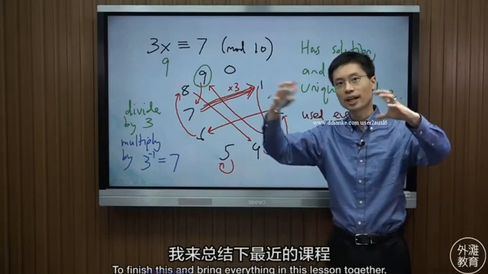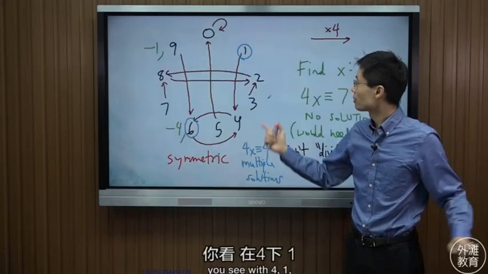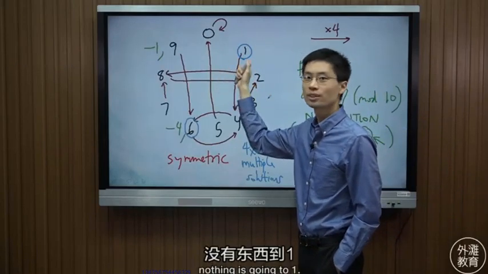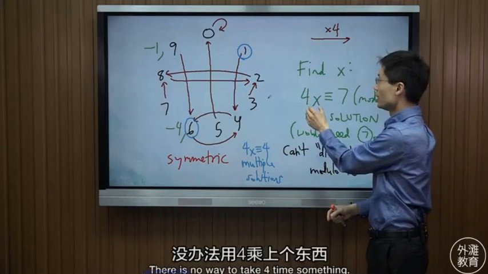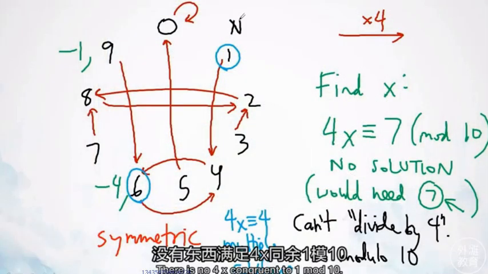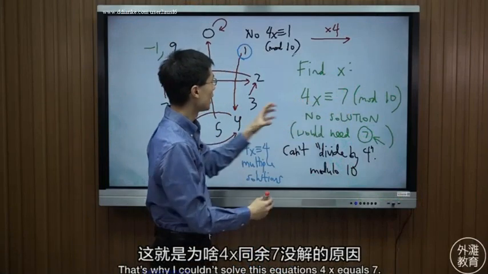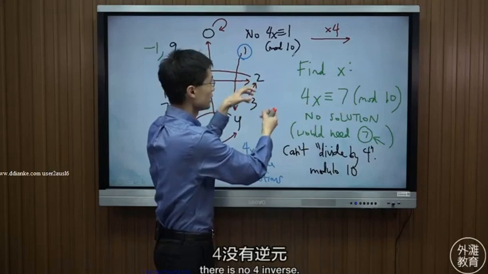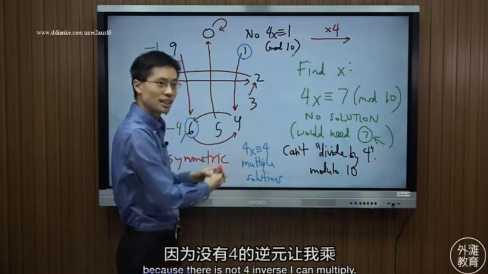To finish this and bring everything in this lesson together, what happened with 4? You see, with 4, nothing is going into 1. So 4 has no multiplicative inverse. There is no way to take 4 times something and get to 1. There is no 4x congruent to 1 mod 10. That's why I couldn't solve these equations, 4x equals 7. I couldn't multiply by 4 inverse. There is no 4 inverse. That's why here there are multiple solutions, because there's not a 4 inverse I can multiply.